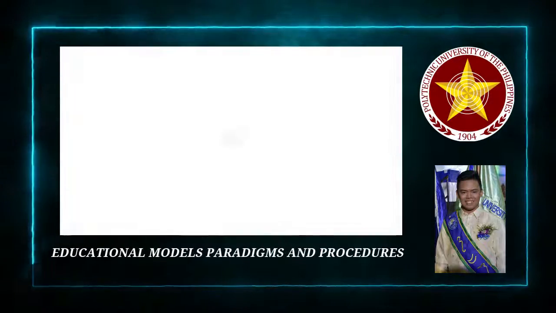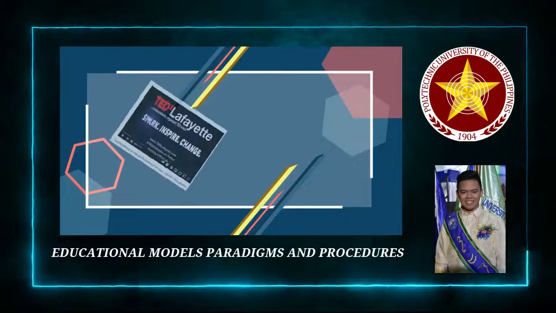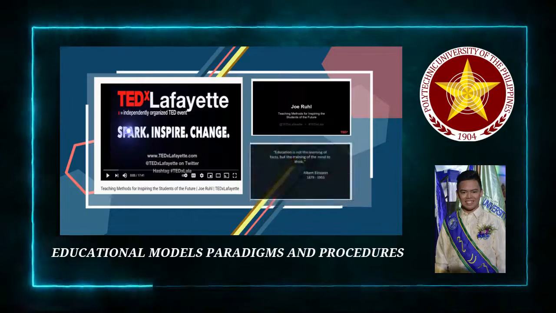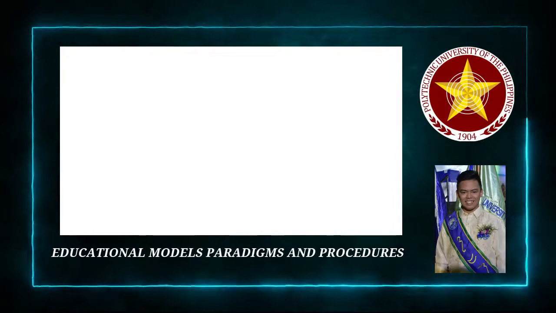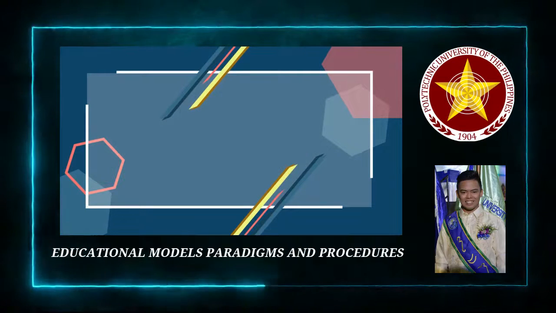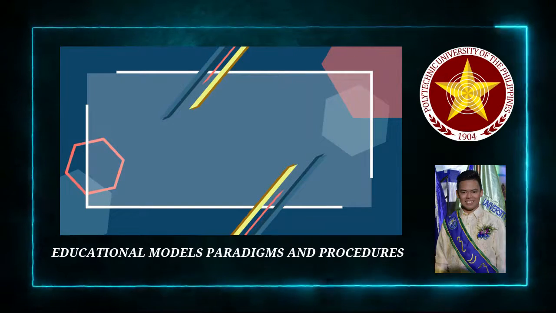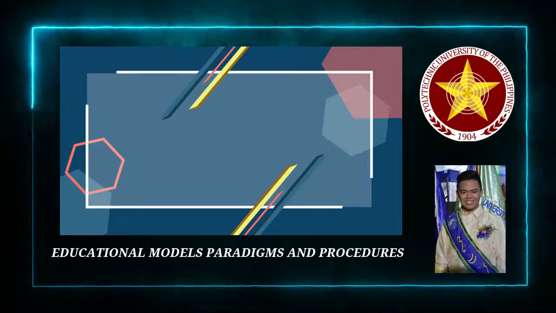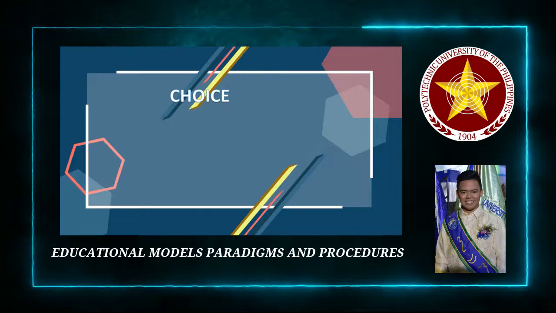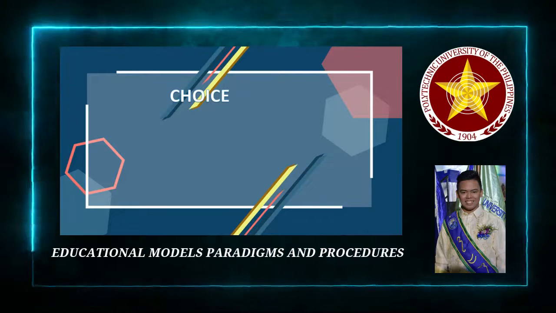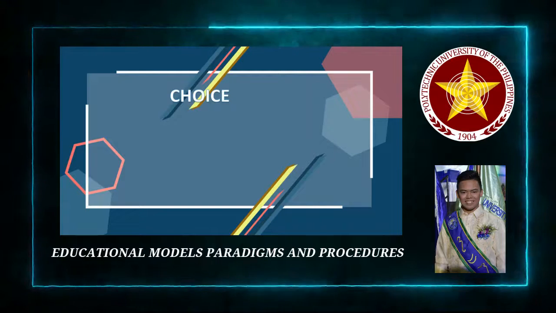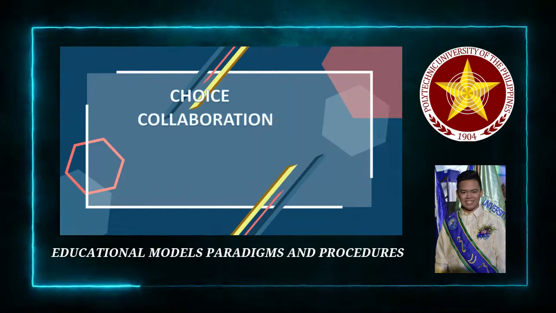The first YouTube video is teaching methods for inspiring the students of the future. My key takeaways: first, the student must have what we call choice. They said that in the study conducted, a student needs a choice, especially in the class. The second C is what we call collaboration.